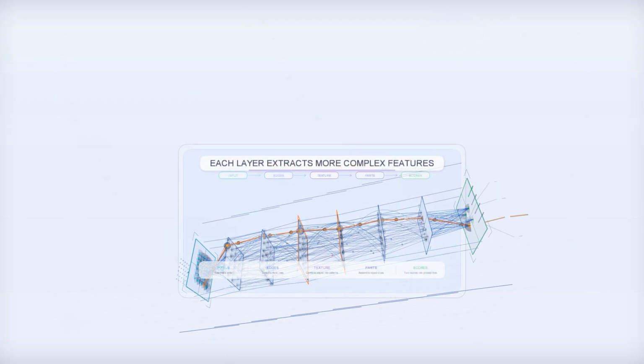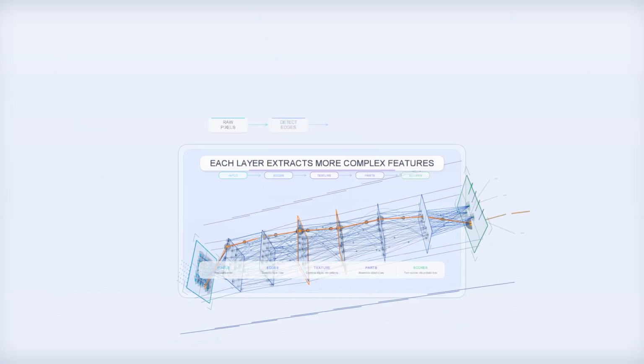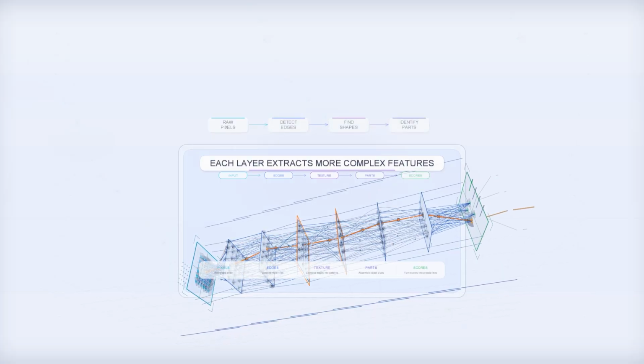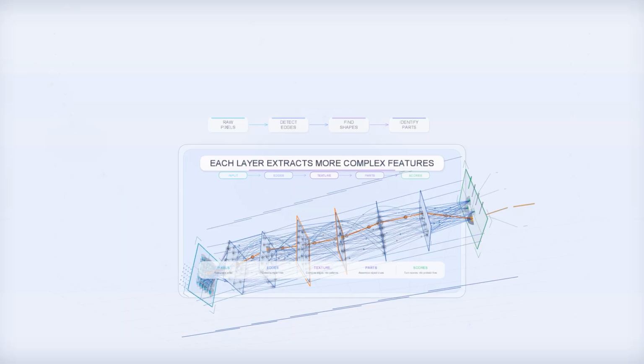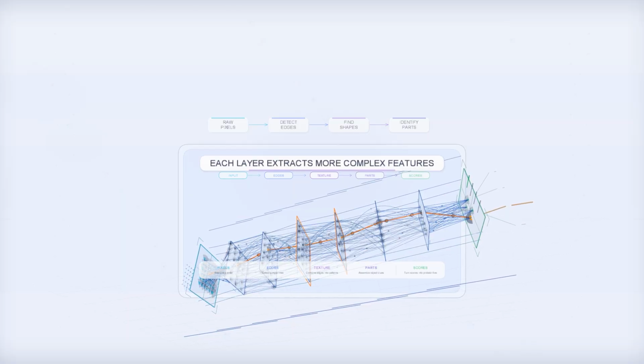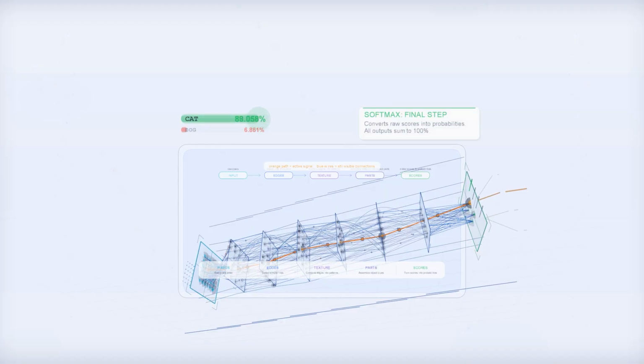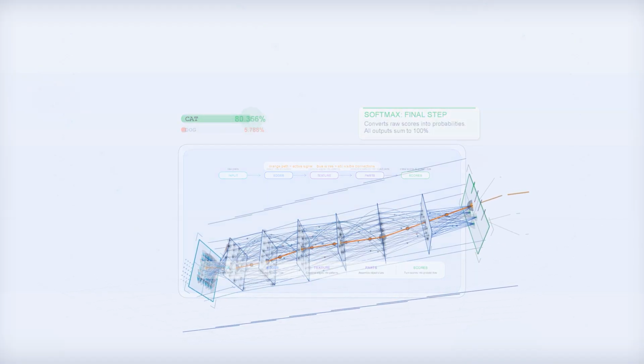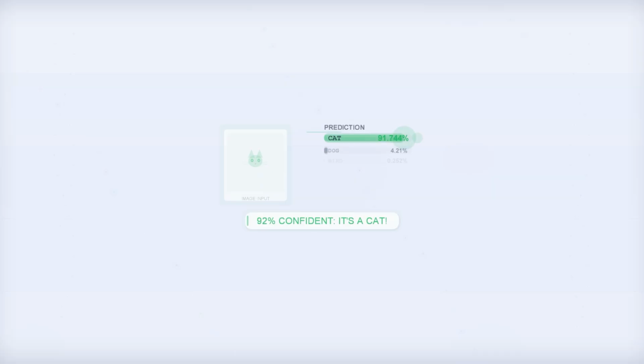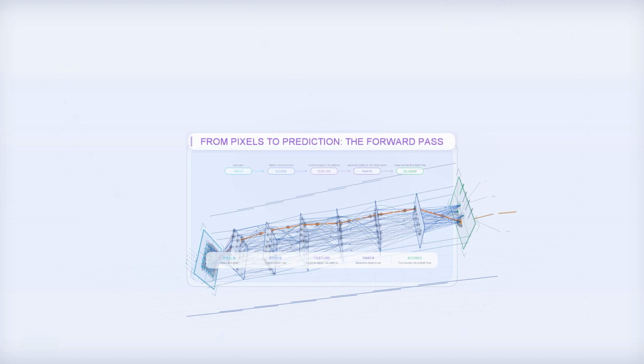Deeper blocks repeat the same process: multiply, sum, activate, and pass forward. In the middle, simple edges become textures, parts, and object clues. Finally, the right output frame uses softmax to produce probabilities. 92% confident. It's a cat. This complete trip from pixels to prediction is called the forward pass.